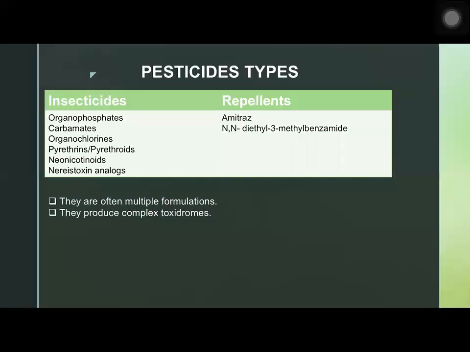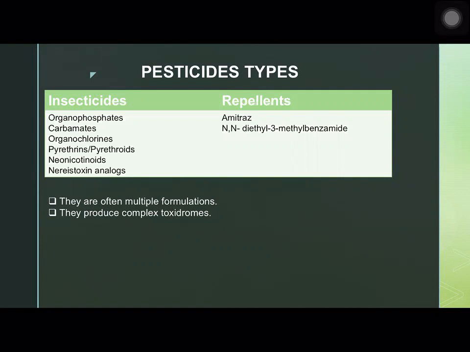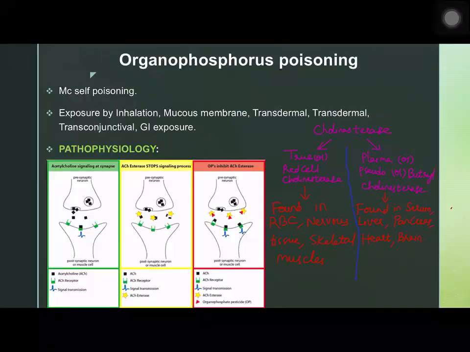Coming to the pesticide types, there are insecticides and repellents. Insecticides are organophosphates, carbamates, organochlorines, pyrethroids, pyrethrin, neonicotinoids, and nereistoxin analogs. Repellents are like amitraz and DEET. There are often multiple formulations. They produce complex toxidromes. Coming to the most famous, organophosphorus poisoning, this is the most common poisoning, and exposure is by inhalation, mucous membrane, transdermal, and transconjunctival routes.